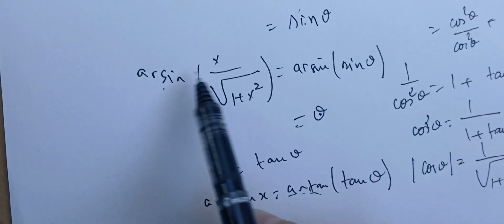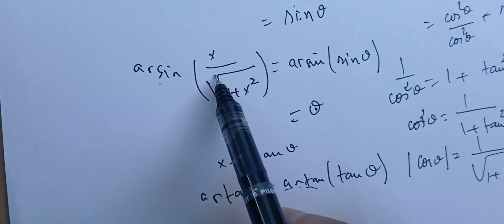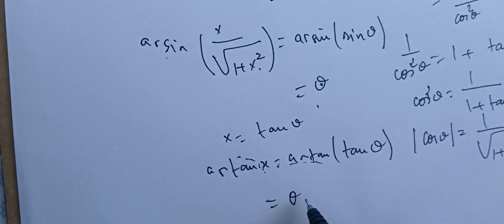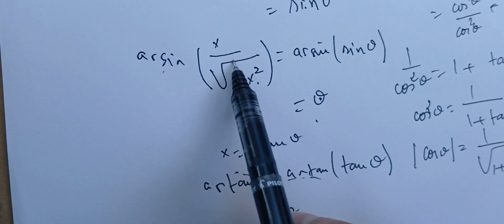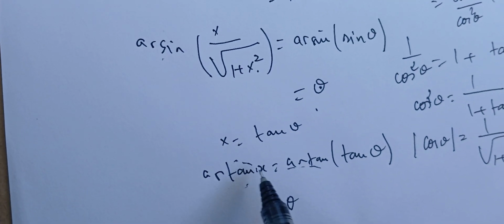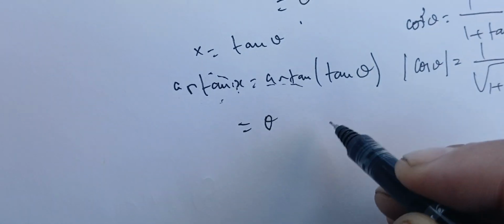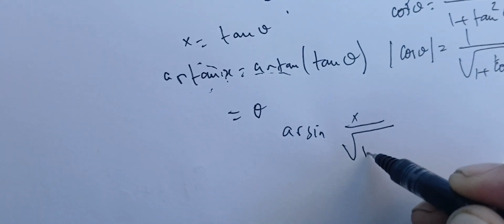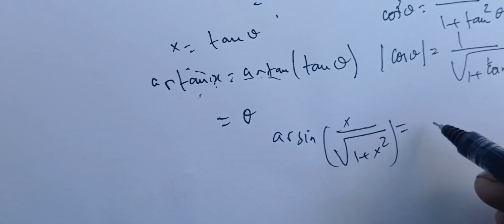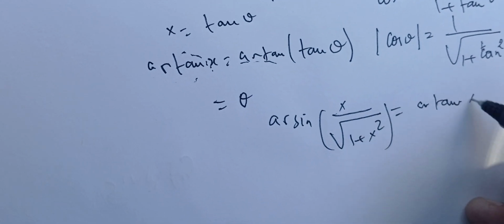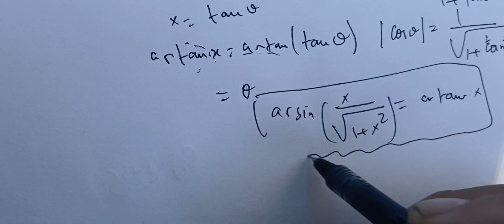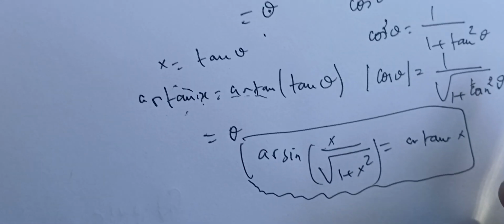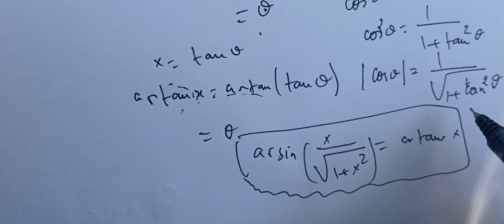But I have proven that arcsine of x over the square root of 1 plus x squared is theta, and the arctangent of x is theta. Therefore, this function here is the arctangent of x. So I have shown that the arcsine of x over the square root of 1 plus x squared is the arctangent of x. And that's what I needed to prove. Is there any other way to show this result?